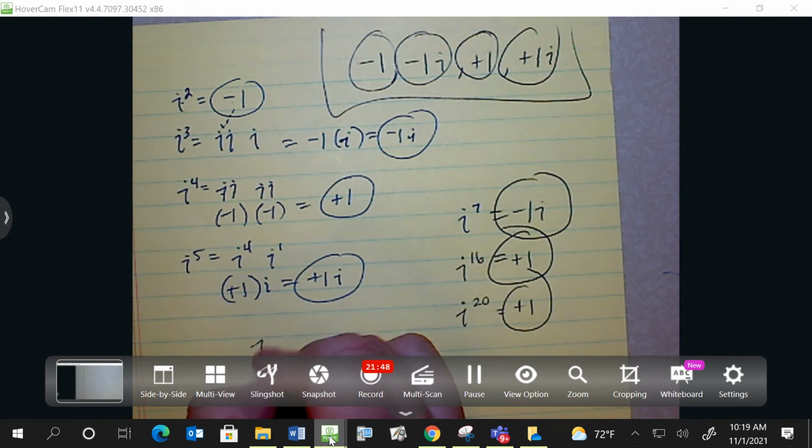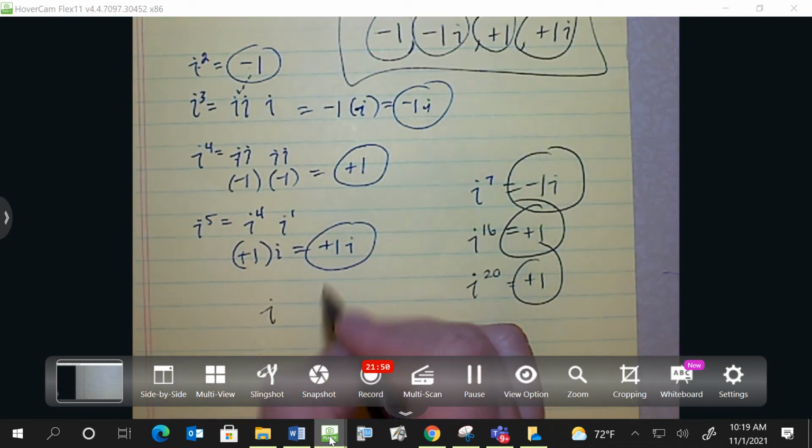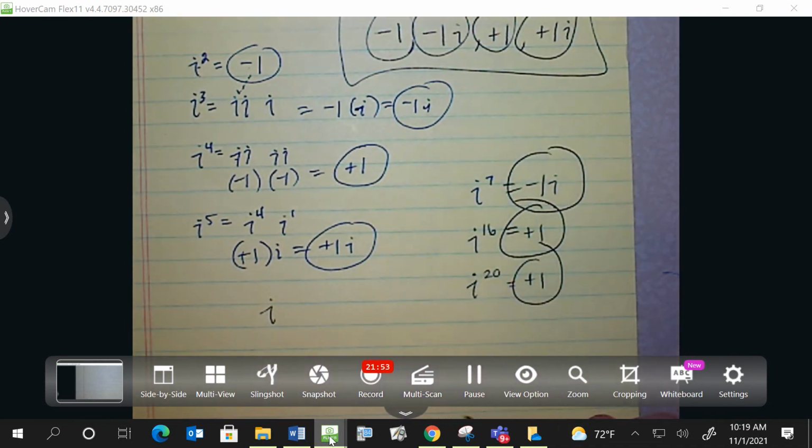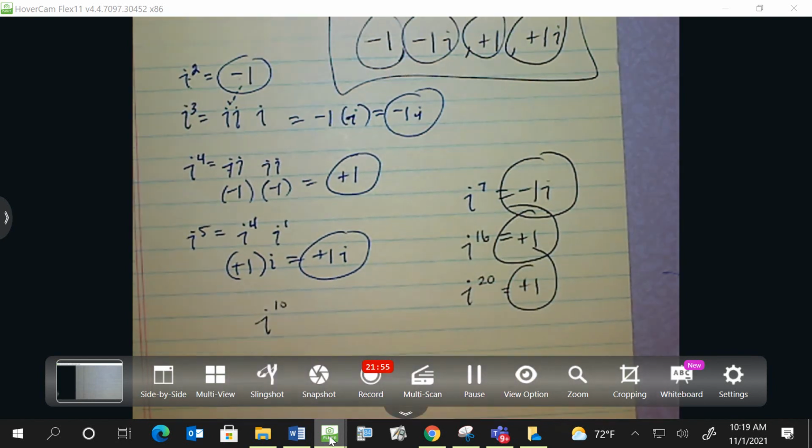Okay, let's do this as a practice quiz. It obviously is not a quiz, but let's do it as a practice quiz. I want you to do i to the 10th by yourself, and I'm going to time you. You have 25 seconds, go. Tell your partner your answer. Go. What do you think it is?